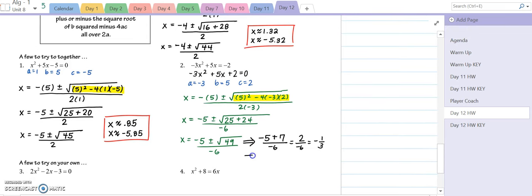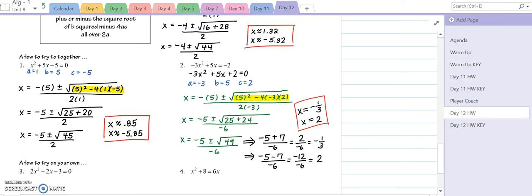The next, negative 5 minus 7 divided by negative 6. You'd get negative 12 divided by negative 6, which gives you a positive 2. So here again, two solutions. Now they're exact because they're rational, meaning nice and pretty.